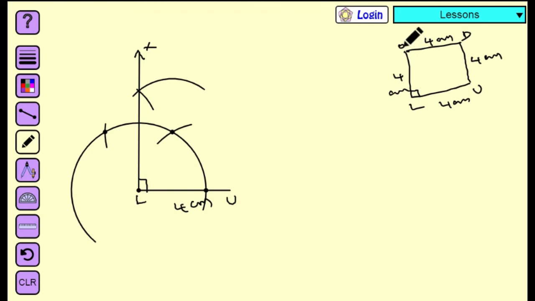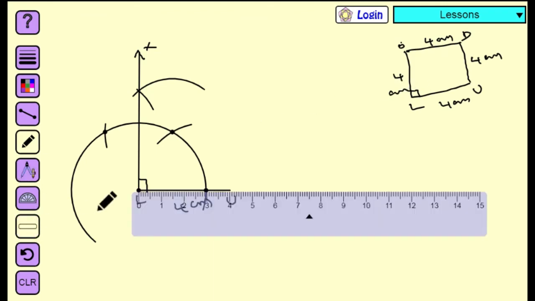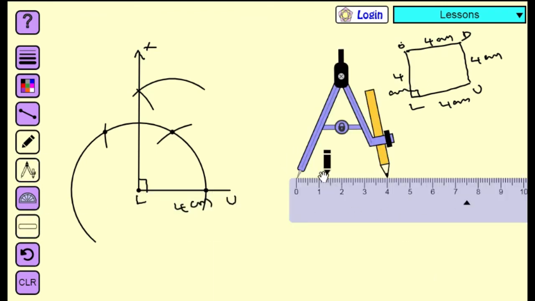Now we are going to locate the point O on that ray L to X. For that you should take the compass length as 4 centimeters with the help of the ruler. From this length of 4 centimeters, we need to complete all the constructions. We don't need to change the compass radius. Why? Because in the square all sides are equal. Now we can continue the diagram with the same radius.